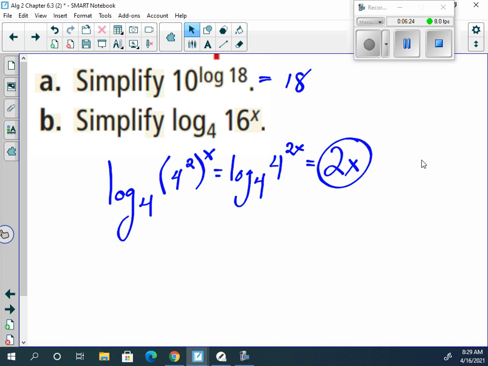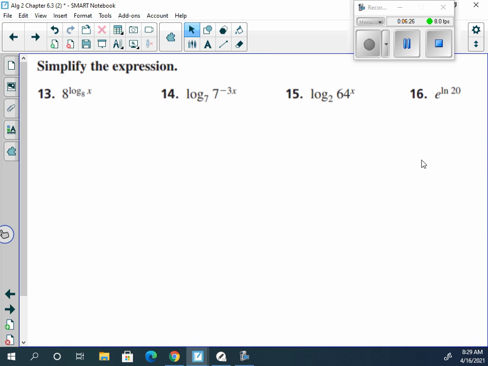We ready for the next ones? How about 8 to the log base 8 of x? What would that be? It'd just be x. So number 14 is log base 7 of 7 to the negative 3x.